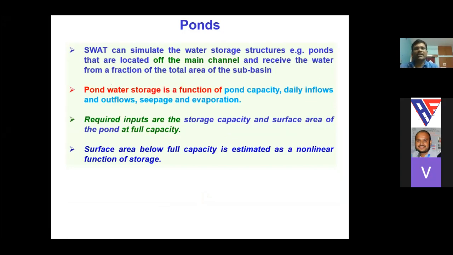So SWAT can simulate the water storage structures. Suppose in your watersheds you have some ponds or reservoirs available. If you have the data regarding the particular capacity of each structure, like the pond water storage, which is a function of the pond capacity, how much is the inflow and outflow, and seepage and evaporation, you can provide this data to the model. The model will simulate further for taking any actions or any water management strategy in the watersheds.